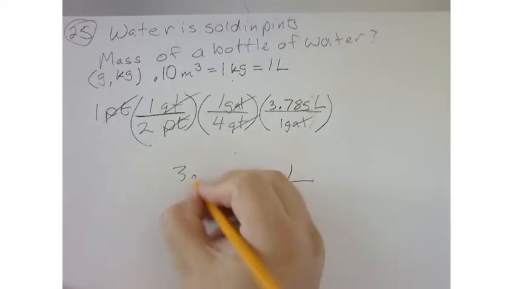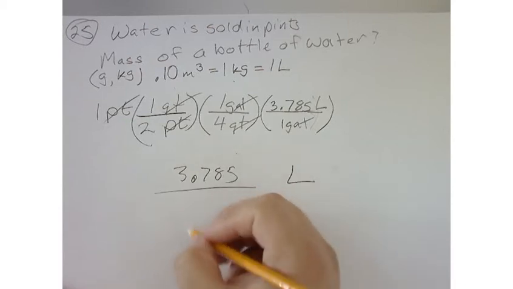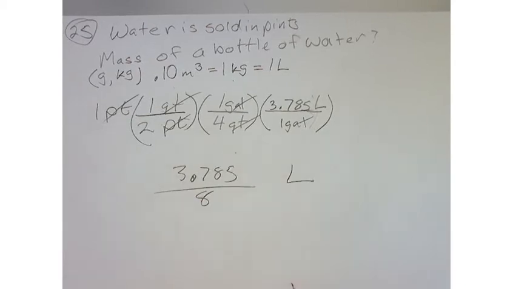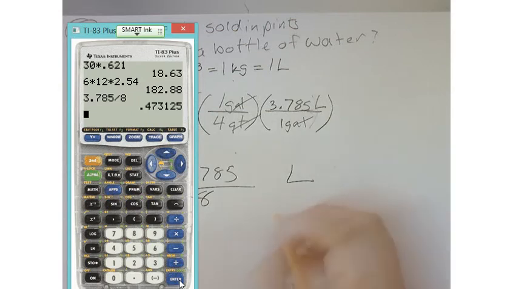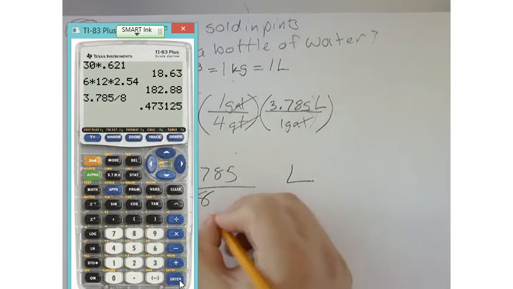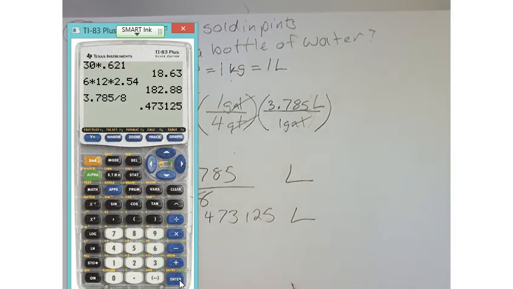So on the top, I've got 3.785, and on the bottom I have 2 times 4, which is 8. So let's plug that in the calculator and see what we get. 3.785 divided by 8. And I have an answer of 0.473125 liters. Okay?